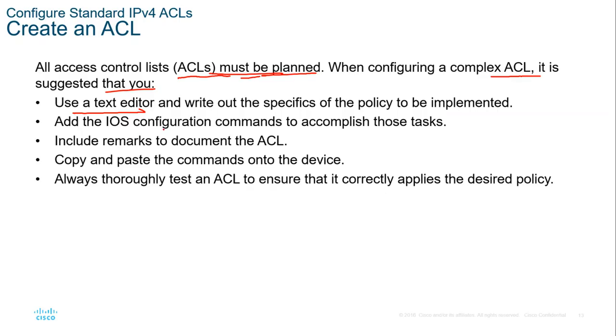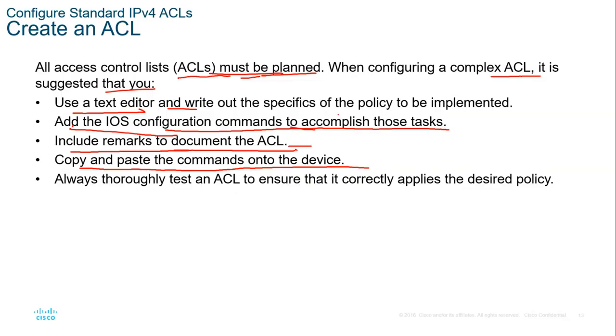Add the IOS configuration commands to accomplish those tasks. So use a text editor to write out the specifics of the policy. Come up with the policy first, then add the IOS configuration commands. Once you have them in this, then you can go to the commands. Then include remarks. The remarks are descriptions that describe each entry that you enter into the access control list. Then copy and paste the commands into the device.